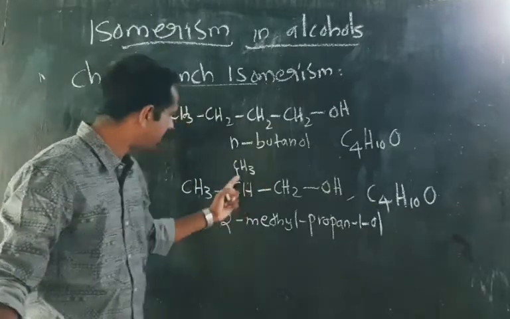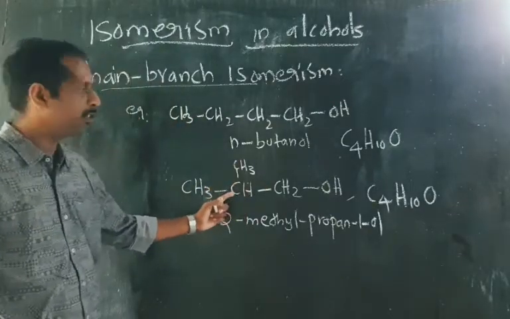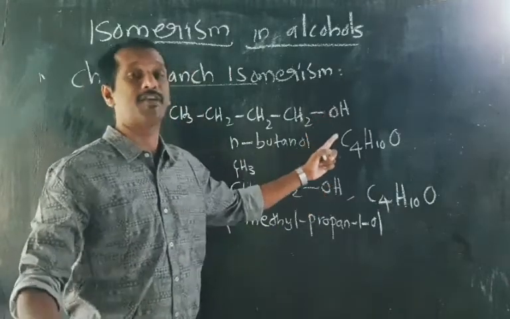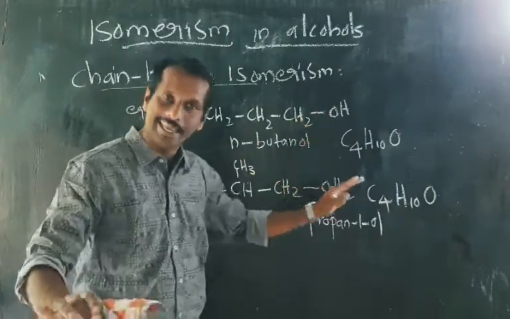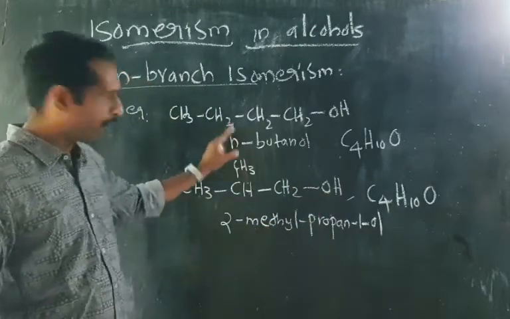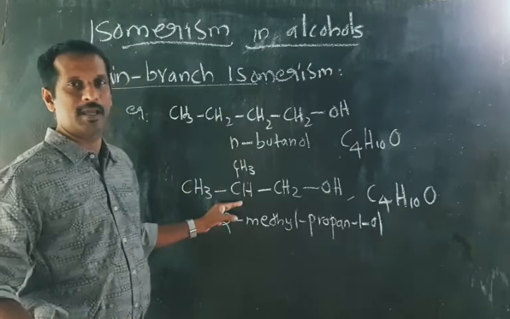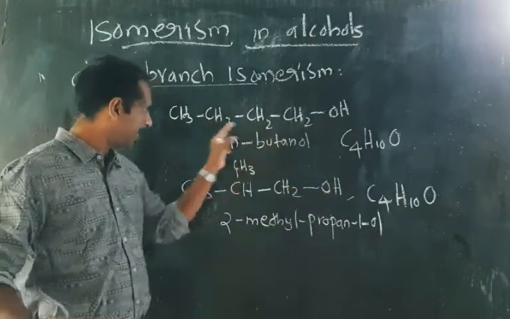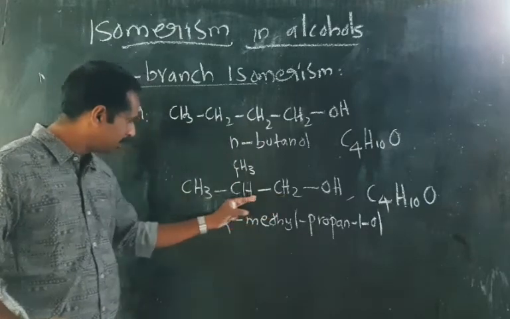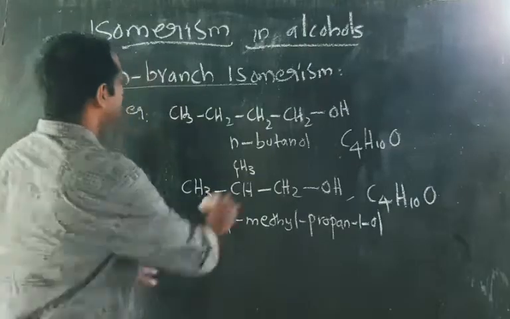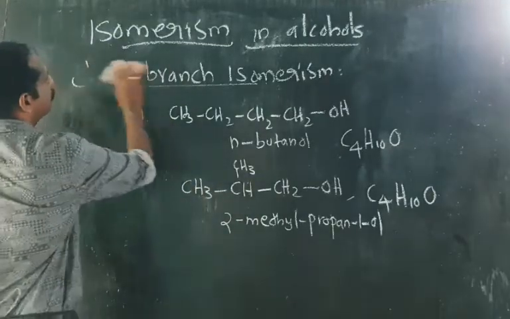This is a chain, and here you can see that there is a branch. And of course, there is no change in the position of the OH group. That is different. Here the OH group is at the tail end. There is no change in the position of the OH group. Therefore, it is known as a chain branch. You are not changing the position of the OH group. But this is a chain alkyl group, and this one is a branched alkyl group. So, this is an example for chain branch isomerism.